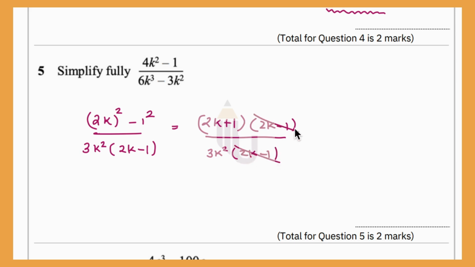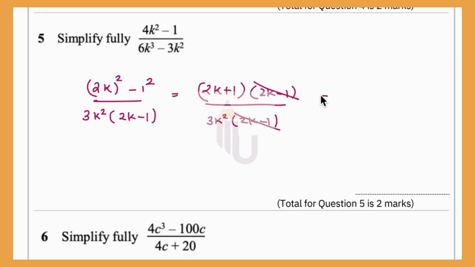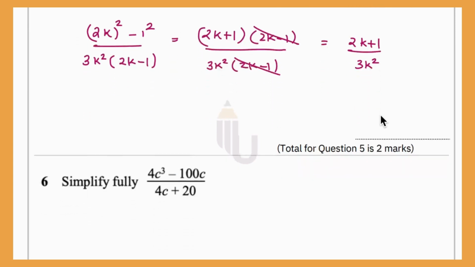So 2k minus 1 will get cancelled and we are left with 2k plus 1 over 3k square. That is the simplified form. Moving on to the next question.